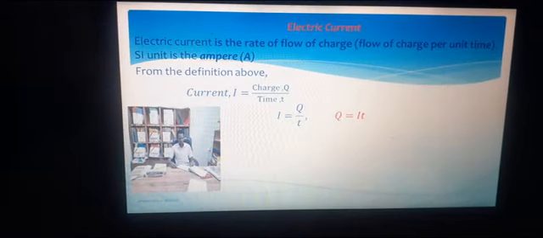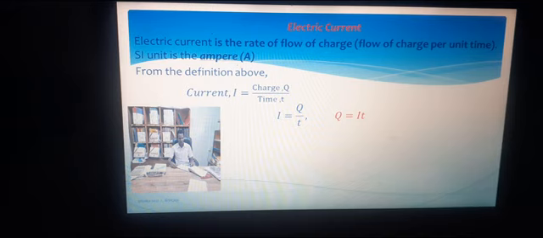Therefore, what is referred to as electrical current? Electrical current refers to the rate of flow of charge. We can also say it is the flow of charge per unit time. Remember, when you say the rate of flow of charge, you cannot repeat per unit time because the term rate already includes time. The SI unit of electric current, which we looked at in the introduction to branches of physics, is amperes.